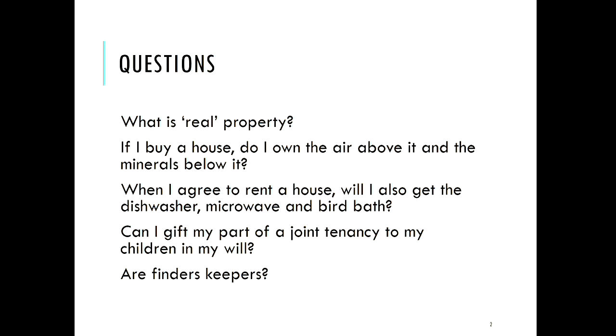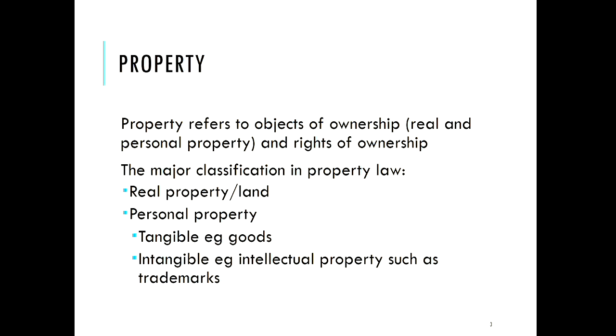What is real property? If I buy a house, do I own the air above it and the minerals below it? And what does ownership mean in that context? If I agree to rent a house or buy a house, will I get the dishwasher, microwave and bird bath? Can I gift part of a joint tenant or my joint tenancy to children in my will? And finally, perhaps the most fun part of the entire lecture is the question, are finders keepers?